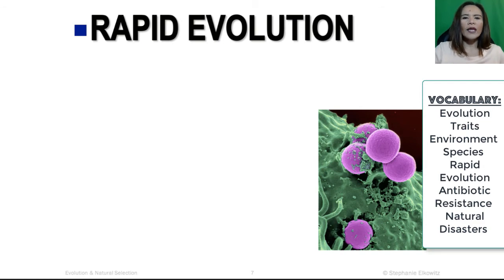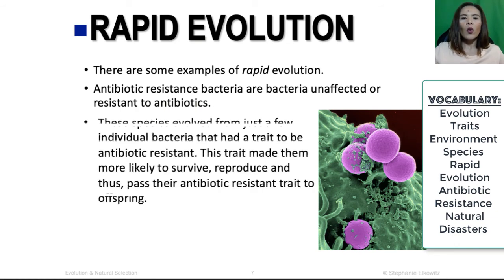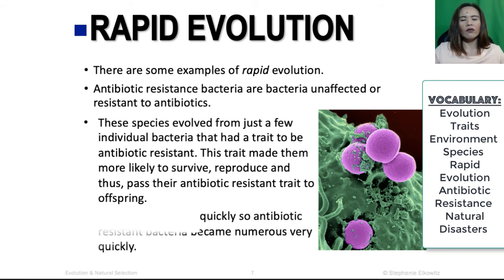Now, what is rapid evolution? An example of this is bacteria that have developed antibiotic resistance and become unaffected by it, especially when we take antibiotics. These individuals will have that specific trait that makes them more likely to survive. And therefore, that trait allowed them to reproduce and pass that antibiotic-resistant gene to their offspring. And this is an example of rapid evolution. So, that being said, we don't want to keep on taking antibiotics because of the rapid evolution of bacteria.